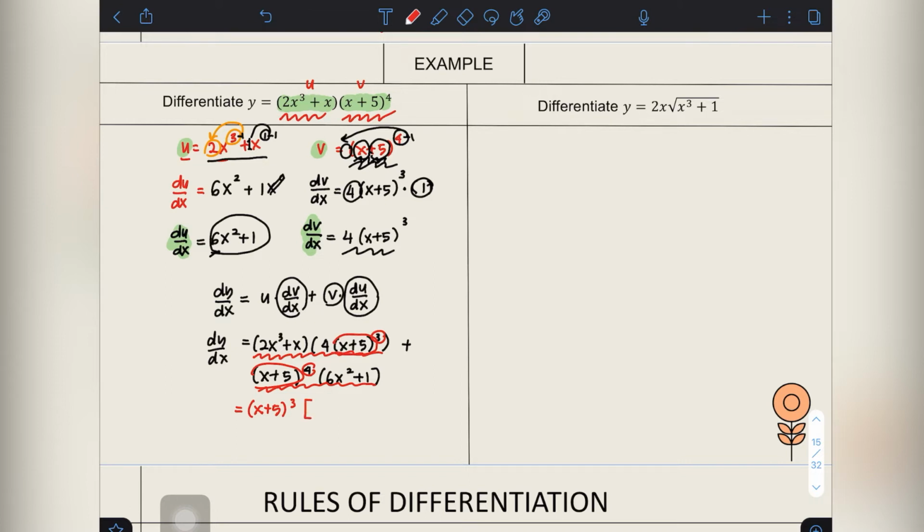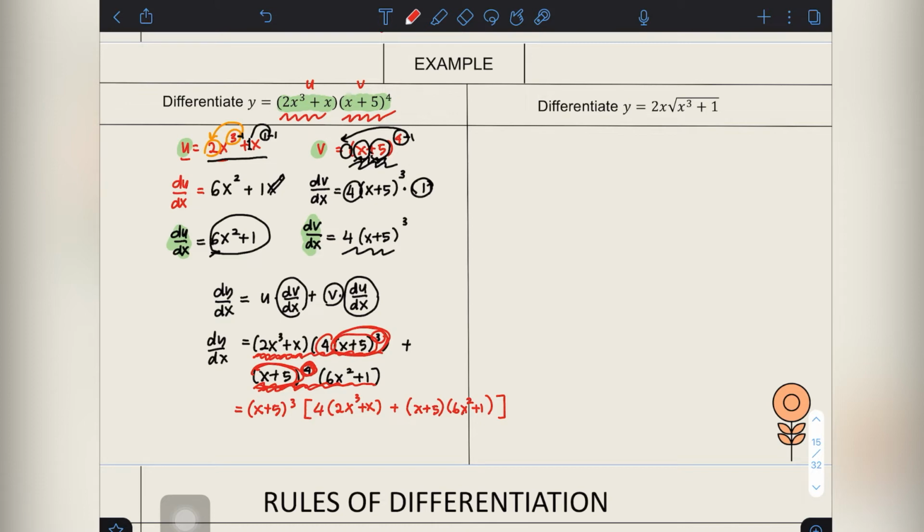So you already take out (x+5)^3. What you left for your first equation? 4, multiplied by 2x^3 + x. For your second equation, you take out (x+5)^3, so you have one more (x+5), because in the second equation we have (x+5)^4. We take out 3, so we left only 1, and multiply by 6x^2 + 1. Okay, and close the square bracket.